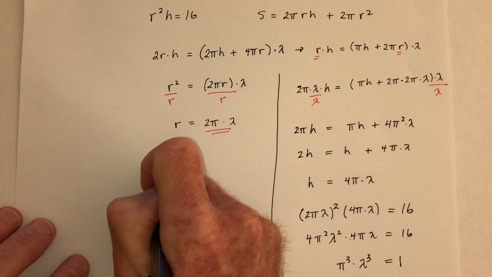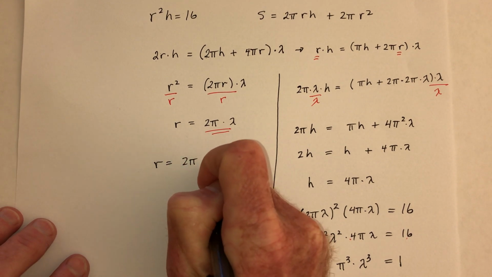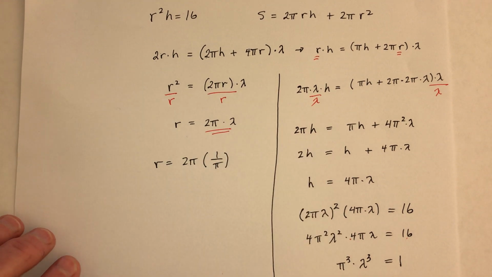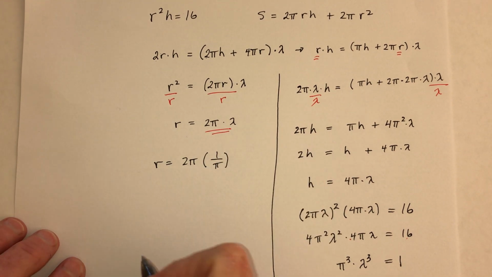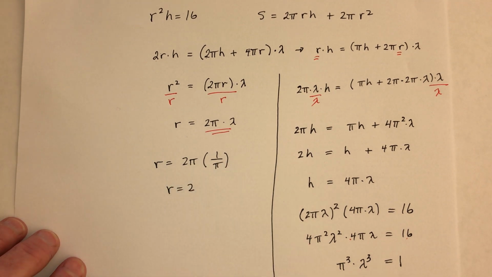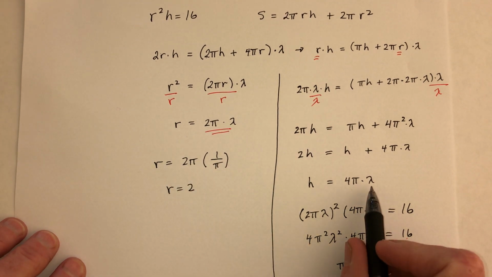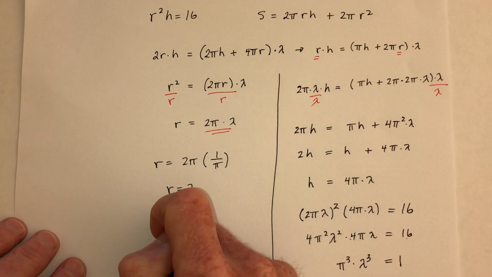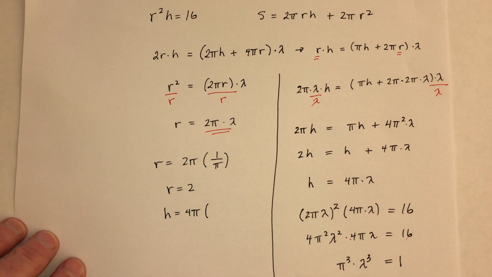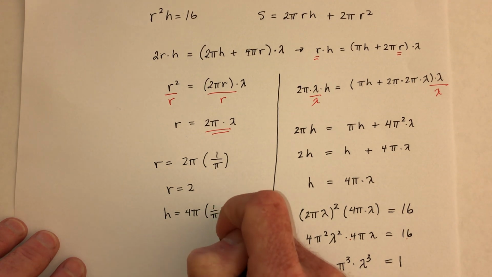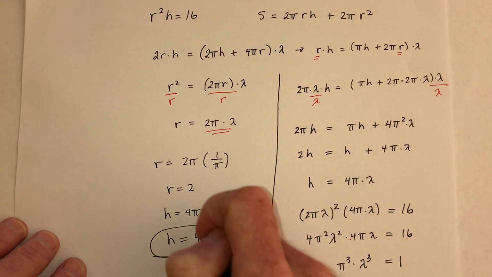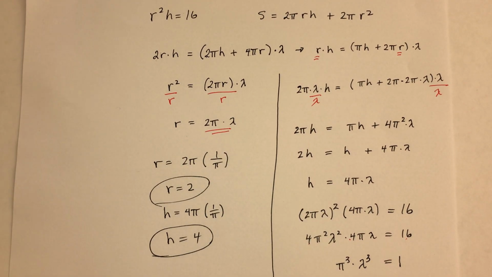So go back to here, r equals 2 pi times lambda, which equals 1 over pi. Oh, that worked out nice. And then these cancel, so r is equal to 2. And then substitute the lambda right here. h is equal to 4 pi times what we got for lambda, which is 1 over pi. And so h is equal to 4. So the answers are 2 and 4.